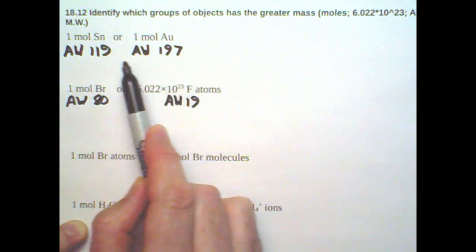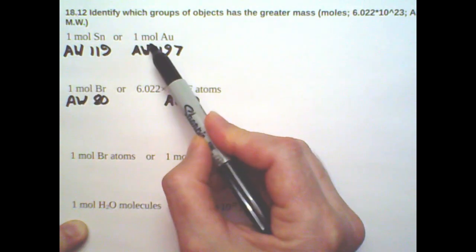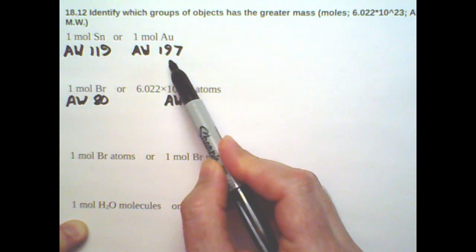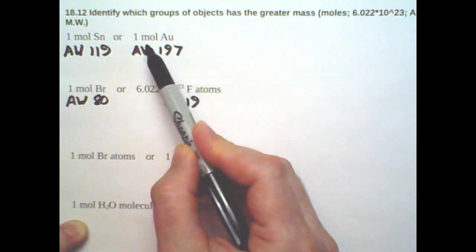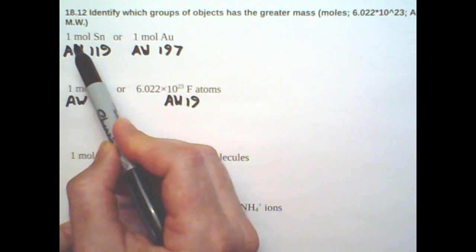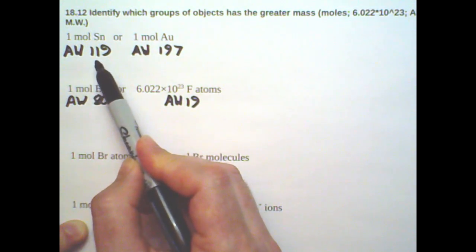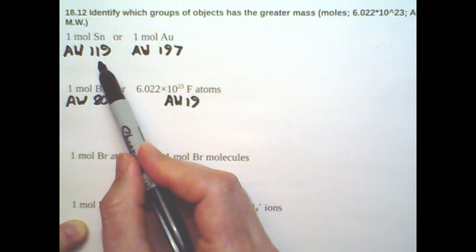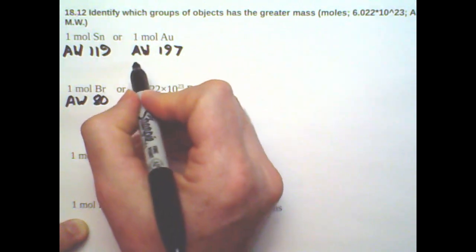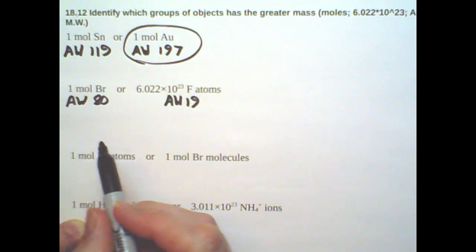Well, clearly 197 is a greater mass than 119. And all we're doing when we're saying 1 mole, it's like saying, oh, if I had a dozen bowling balls, or a mole of them, would I have a bigger mass than if I have a dozen bocce balls? Still pretty heavy, but nowhere near as big as a bowling ball. So yes, gold's going to be our choice because of the higher atomic weight.